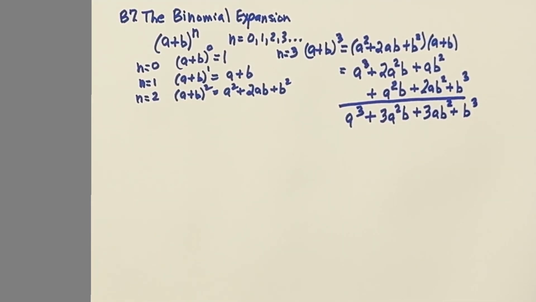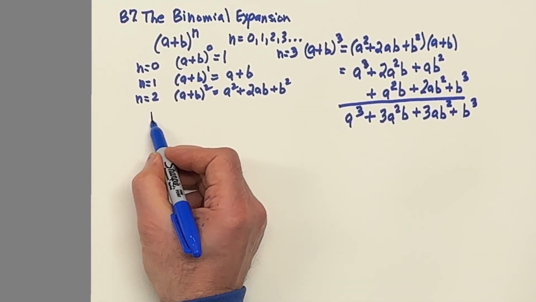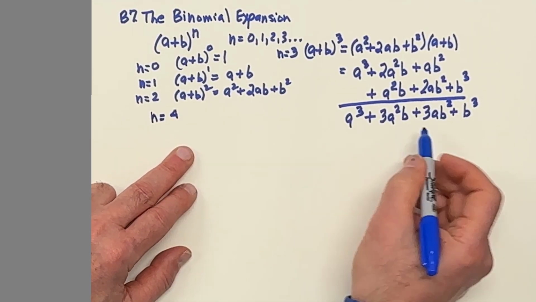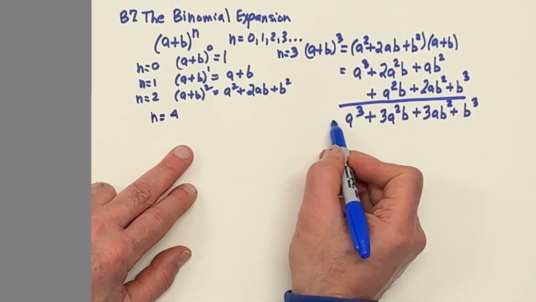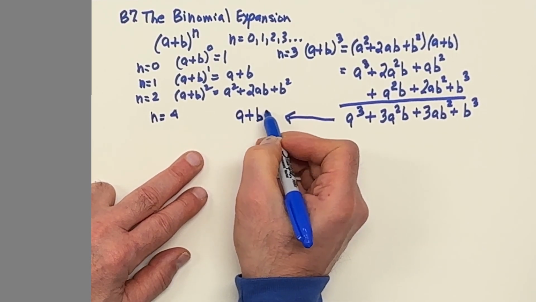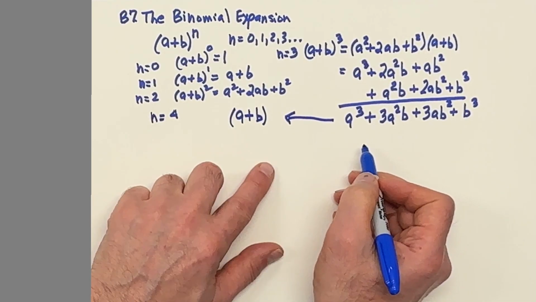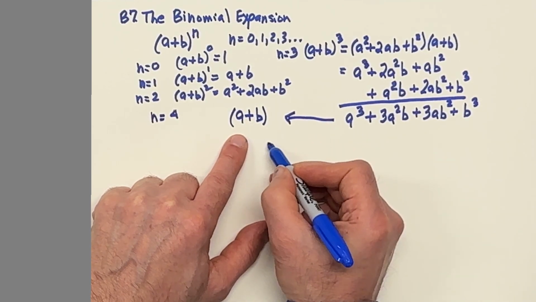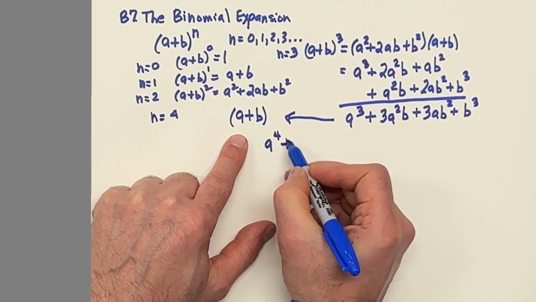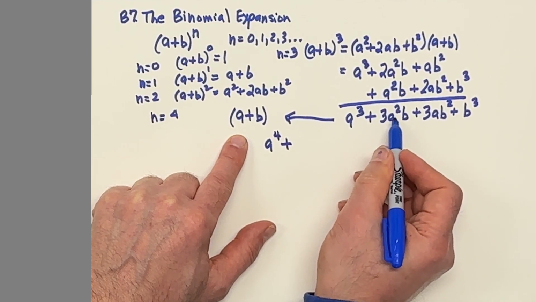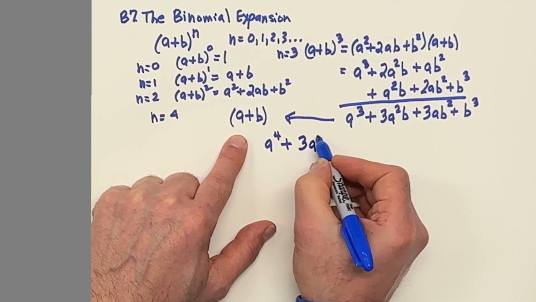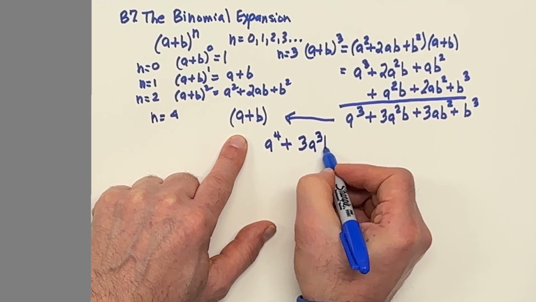Now I'd like to do one more. Let's take the case n equal to 4. So we would multiply this one here by a plus b again. So if we do that, we would have a to the 4th power plus a cubed with the 3b in there, so that's 3 a cubed b.